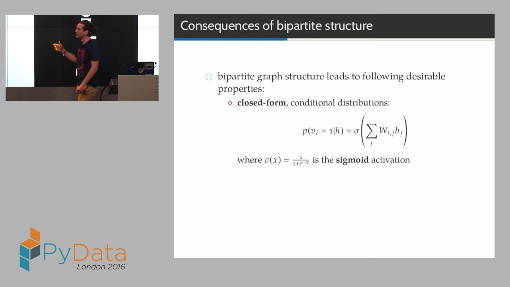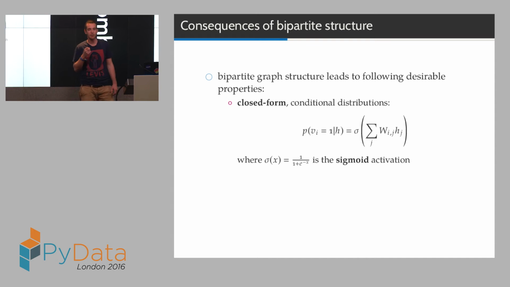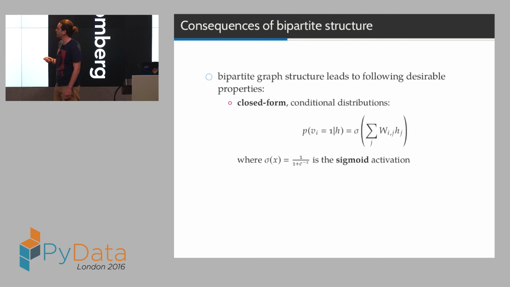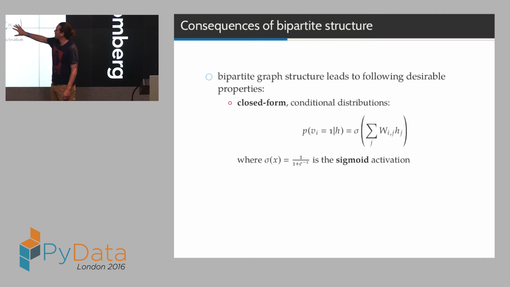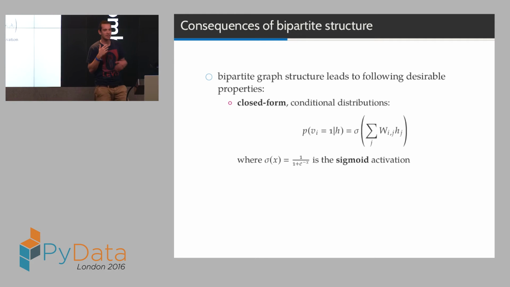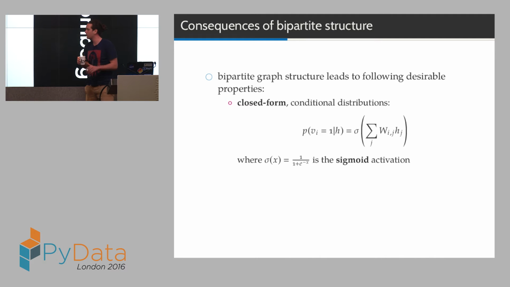Furthermore, each of the distributions of the visible units we know analytically. So we know that each of the visible units given your hidden units will be a Bernoulli random variable with a parameter specified by the sum of the inputs passed through some sigmoidal function. So actually sampling the visible given the hidden units or vice versa is really easy, and we can do it in closed form.